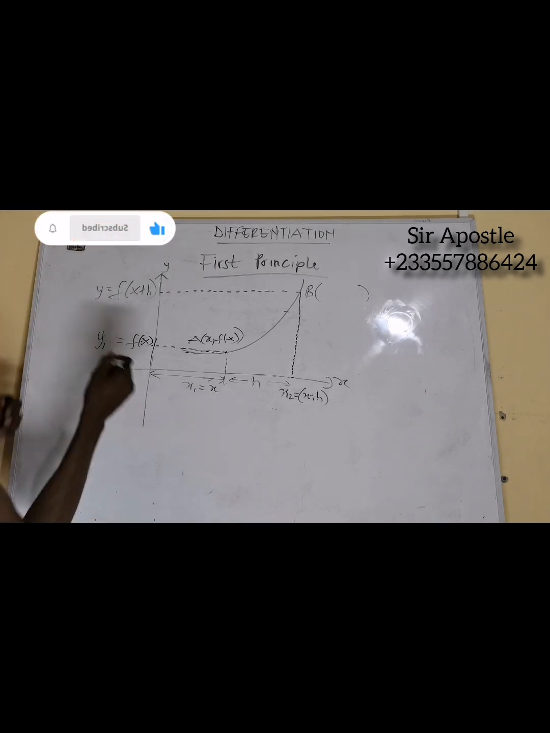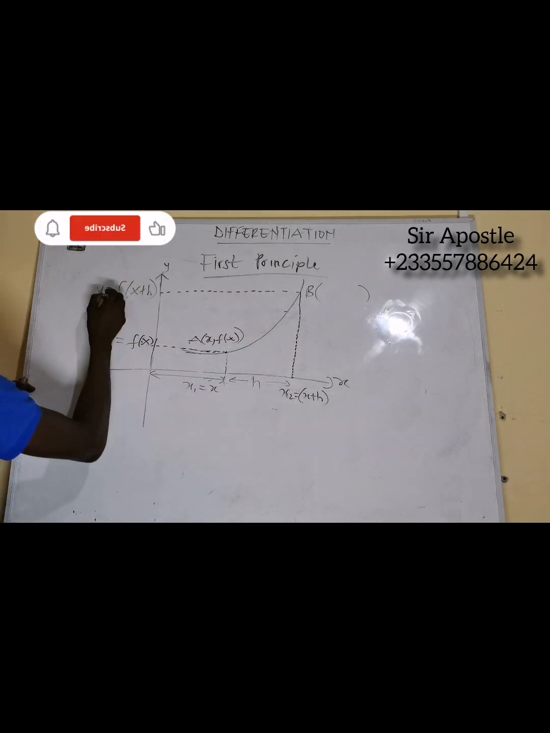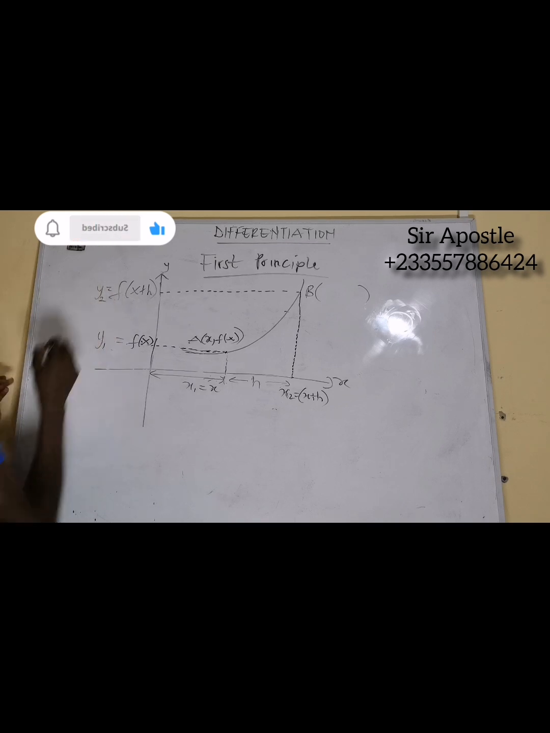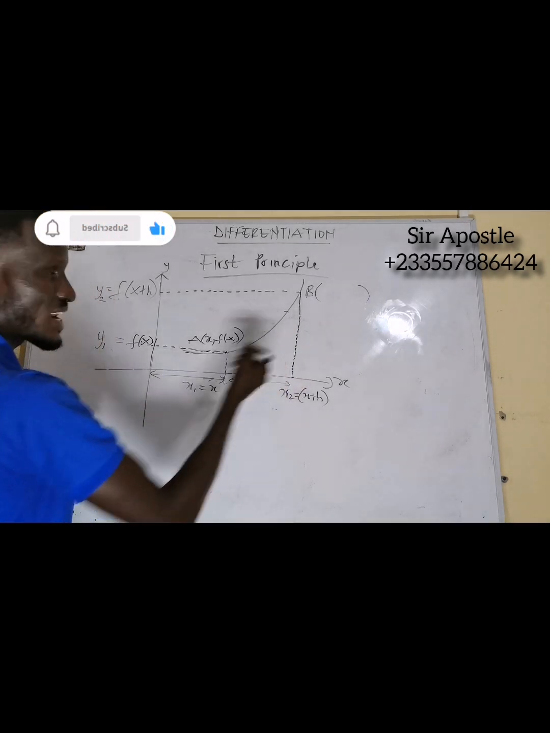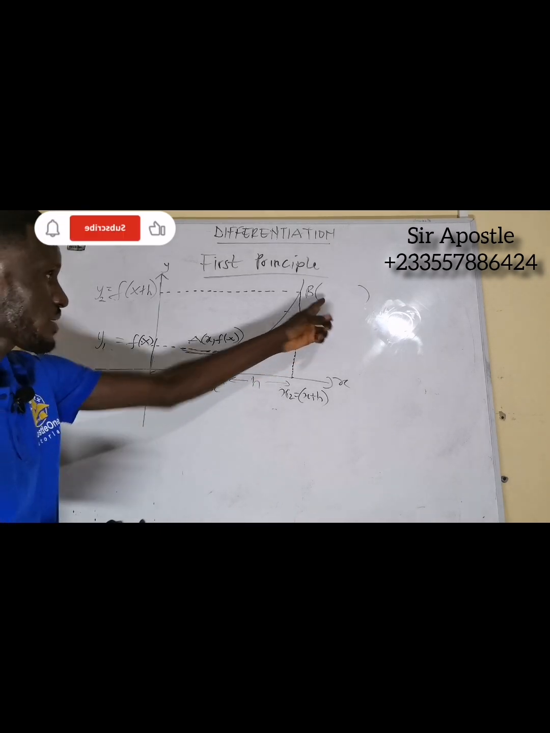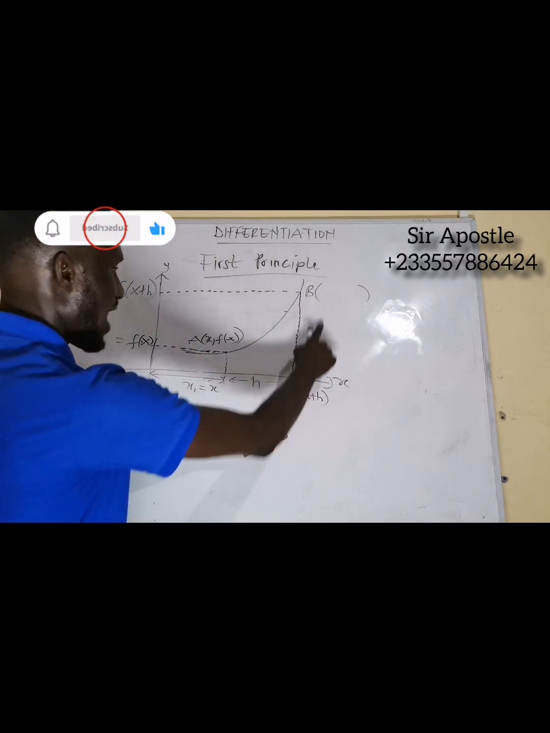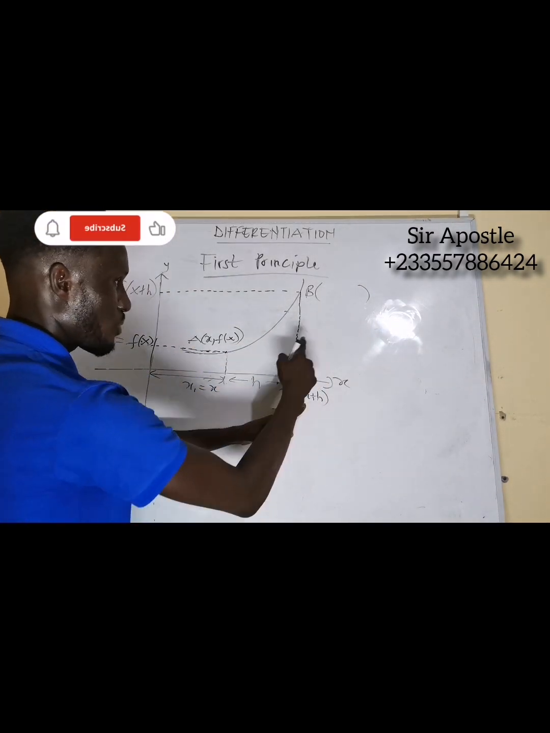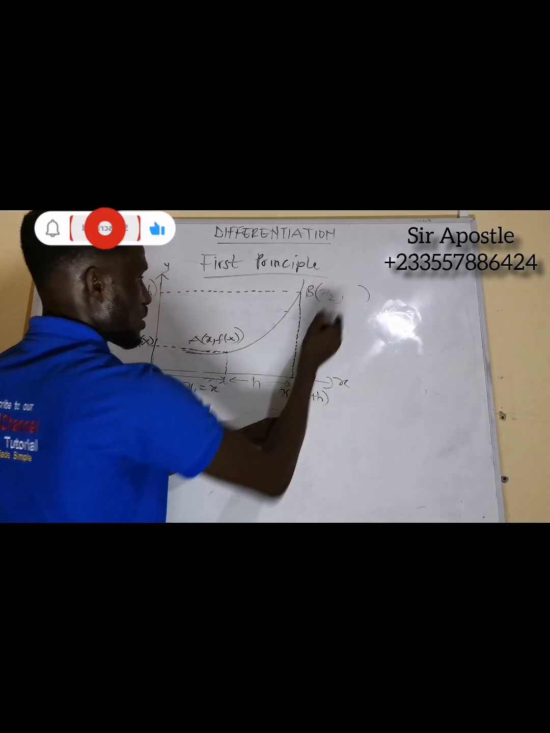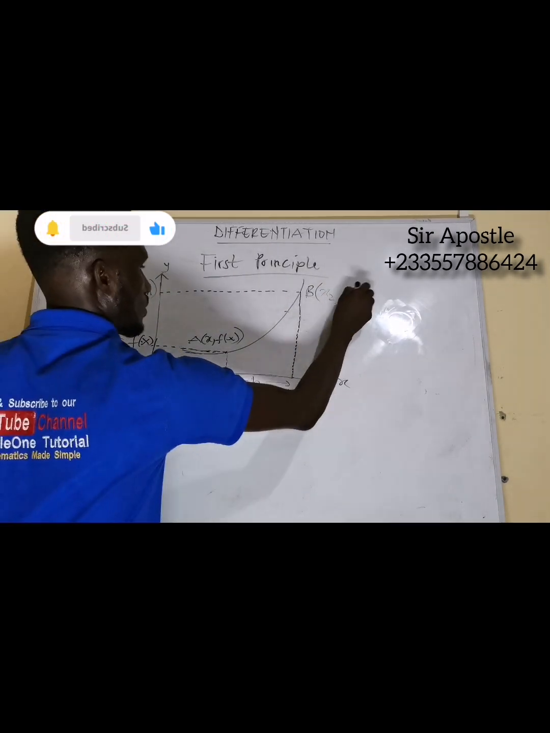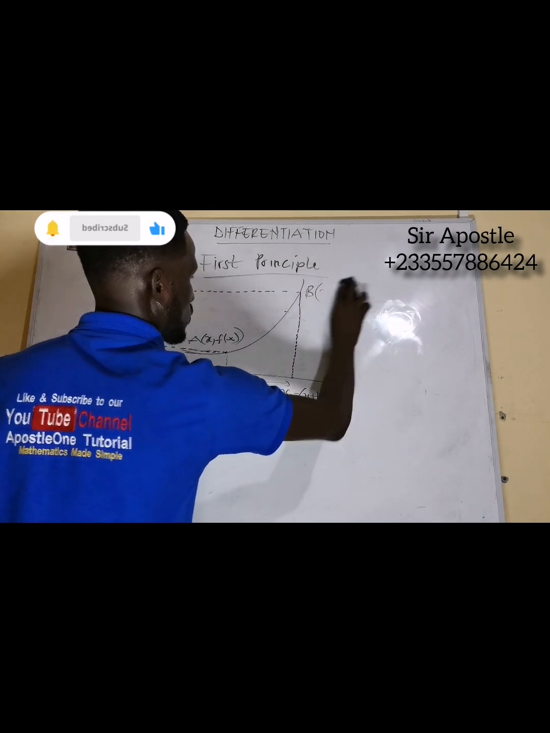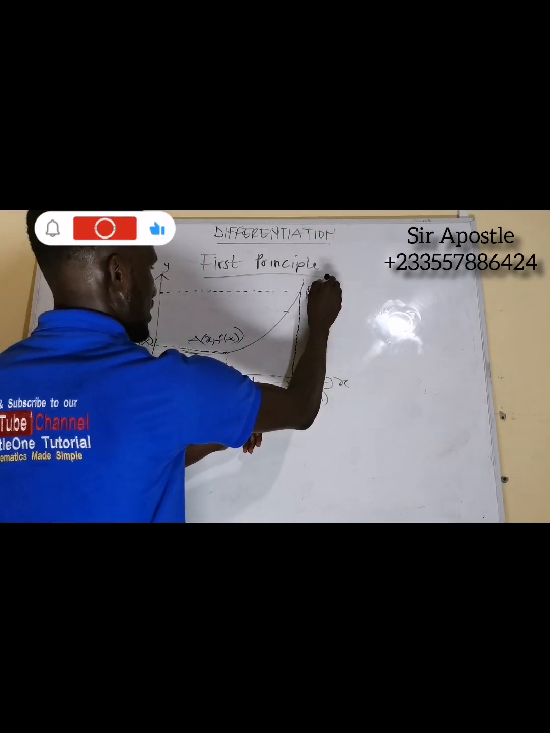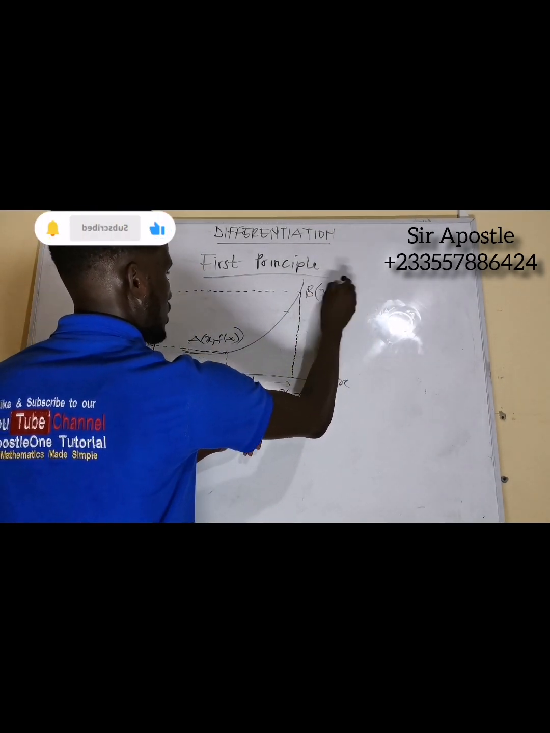Now, I'm going to label this one x1, then the corresponding here will be y1, because we are coming to find the gradient. Now, let me draw a straight line from A to B. Okay, let me identify this one. So our point B here means our point is x2, y2, right? Our point here will be point x2 and then y2.